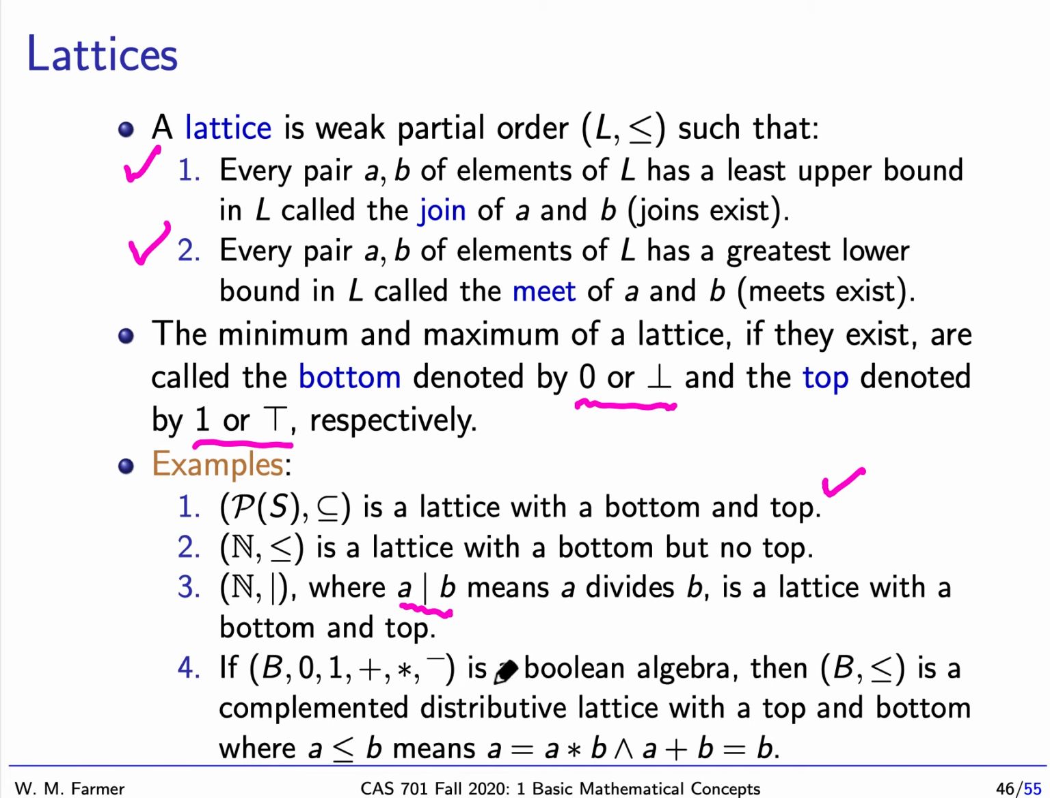And finally, any Boolean algebra is a lattice. We can think of a Boolean algebra as a partial order if we define less than or equal this way in terms of times and plus. And it's a very particular kind of lattice. It's what's called a complemented distributive lattice.